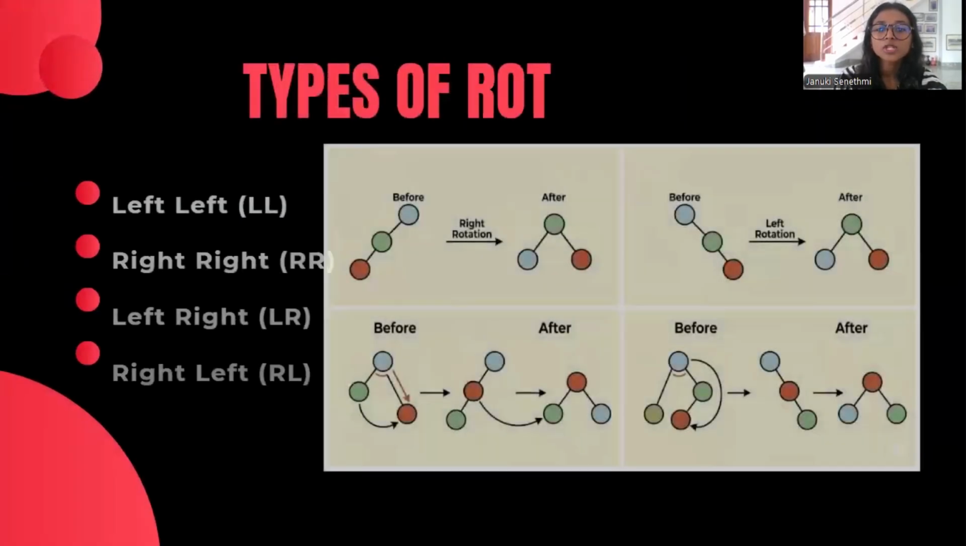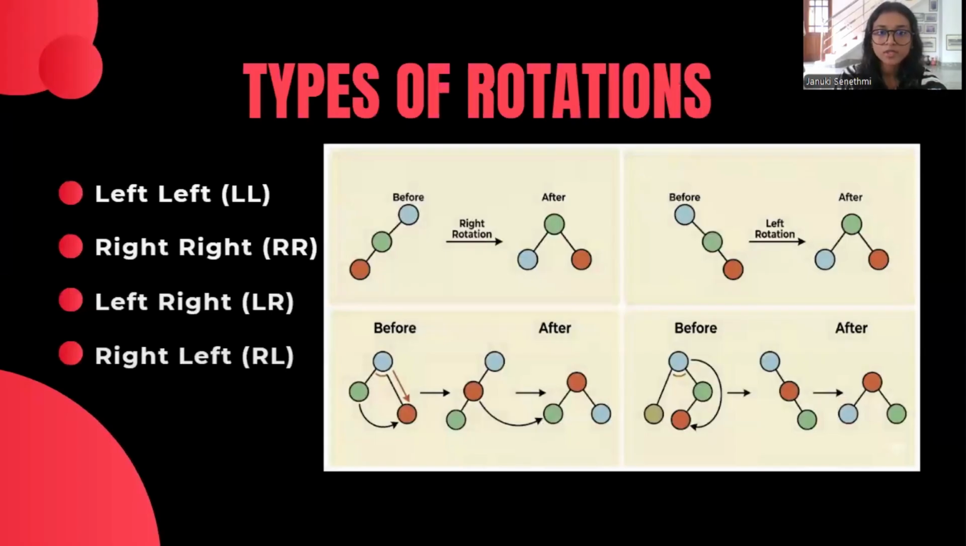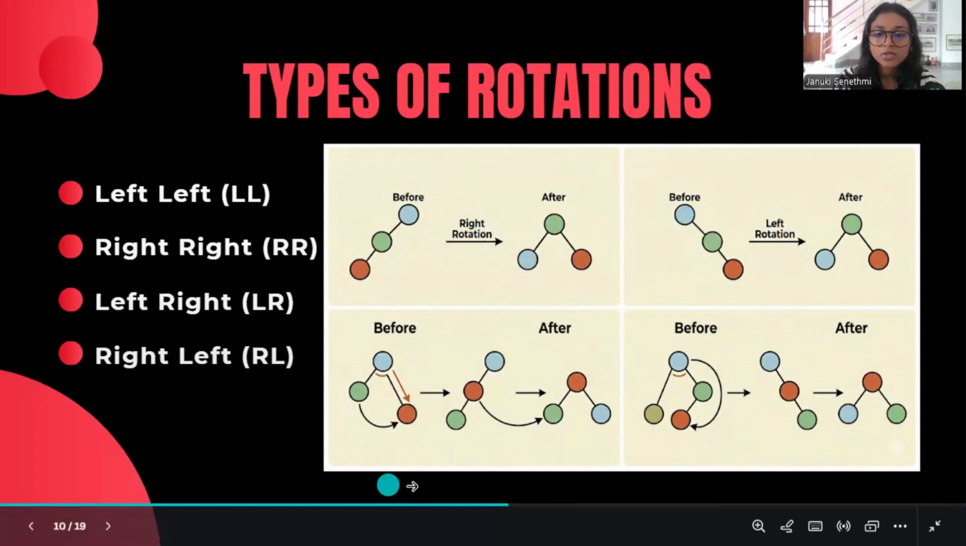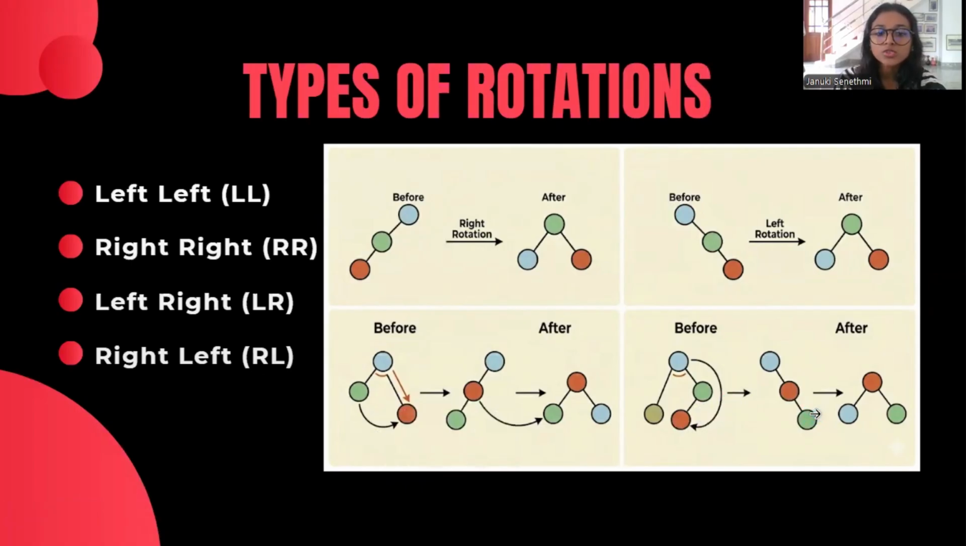Now let's talk about the types of rotations. There are four main AVL rotations. They are left-left, right-right, left-right rotation, and finally right-left rotation. These rotations restore balance after insertion or deletion.